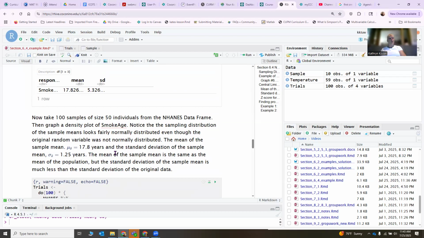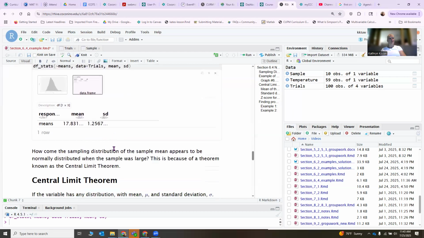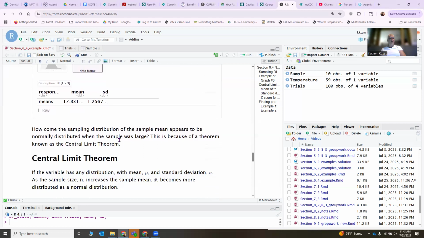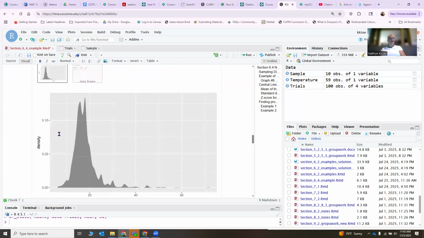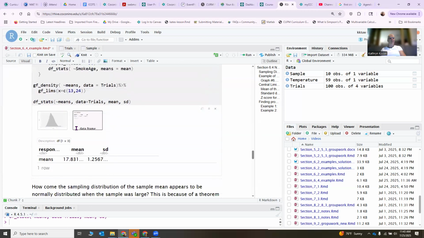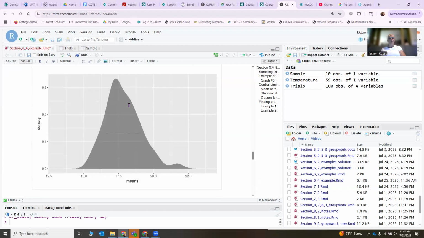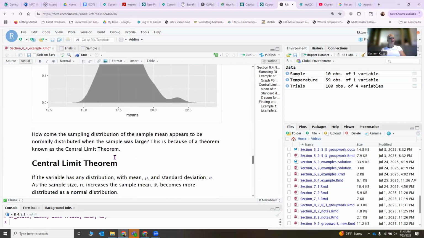So let's see why it is smaller and how much smaller it is. We also want to see why we had a distribution that did not look normal, but these sample means now look somewhat like a normal distribution. So that's what we want to talk about next: how come the sampling distribution of the sample means appears to be normally distributed when the sample was large. This is known because of a theorem called the Central Limit Theorem.